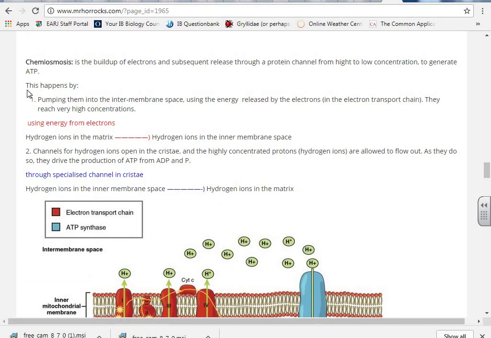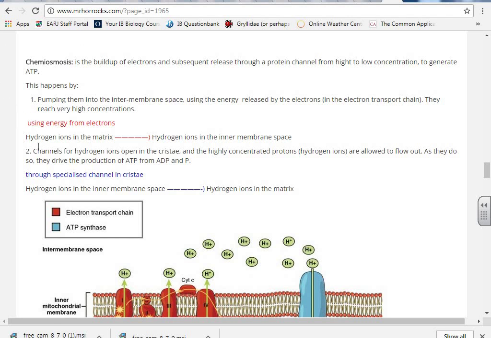Just taking a closer look. This happens by pumping into the intermembrane space using the energy released by the electrons in the electron transport chain. So where does that energy come from? The energy comes from those electrons, the hot potato analogy I've used. As it gets cooler, imagine that every person could use a bit of that hot potato heat to pump these electrons across the space. That's what happens here.